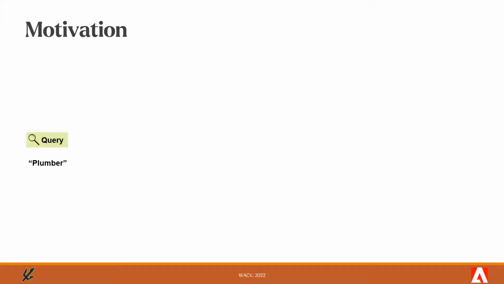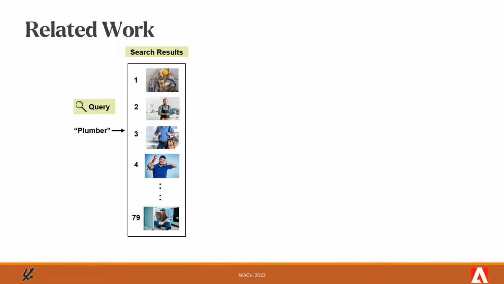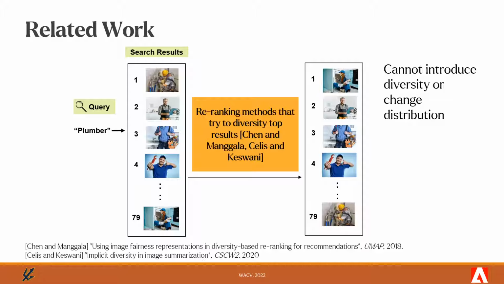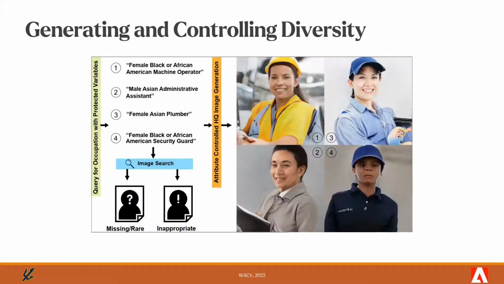In today's image search platforms, if we search for certain queries, especially for a certain profession, the results can be biased towards certain race and gender groups. This can be a problem if you want to show diversity in the top results. The related work in this domain has to do with re-ranking, but this cannot introduce diversity or change the distribution, so we need a solution based on a generative model. In this work, we propose generating and controlling diversity by attribute-controlled high quality image generation.